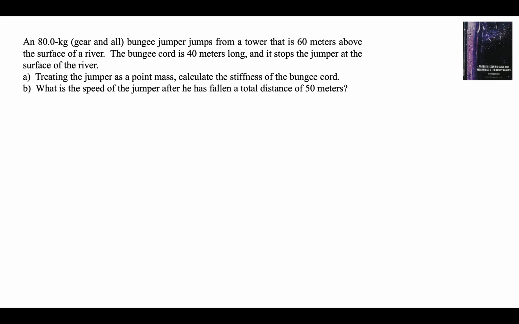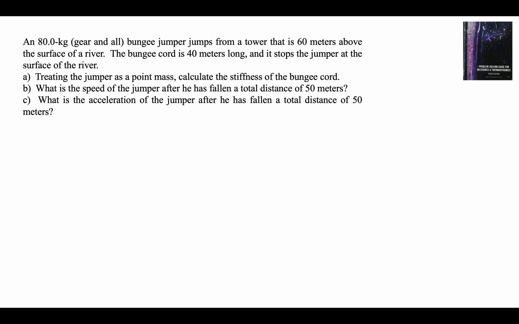An 80-kilogram bungee jumper jumps from a tower that's 60 meters above the surface of a river. The bungee cord is 40 meters long. It stops the jumper just at the surface of the river after falling 60 meters. We're going to treat the jumper as a point mass, not worrying that he's tumbling or whatever. And we're going to calculate the stiffness of the bungee cord. Part B: what is the speed of the jumper after he has fallen a total distance of 50 meters?